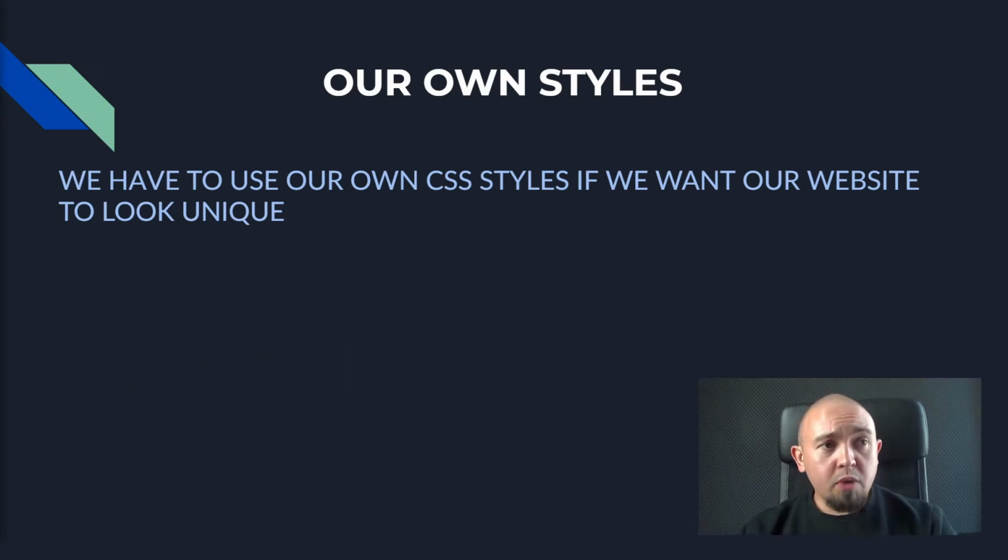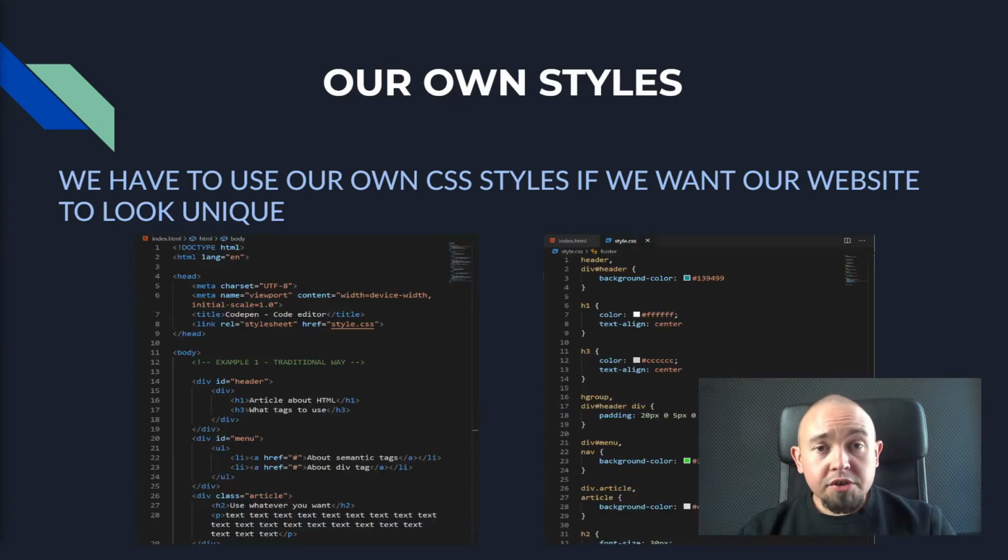So if we want our website to look unique, we have to create its structure in HTML and then define its layout and appearance in our custom CSS styles. Here you can see an example of HTML and CSS code. What you need to remember is that these two technologies are supposed to be in symbiosis for the best effect.